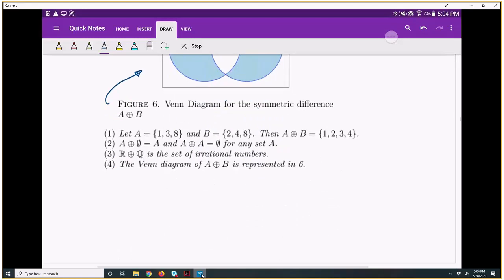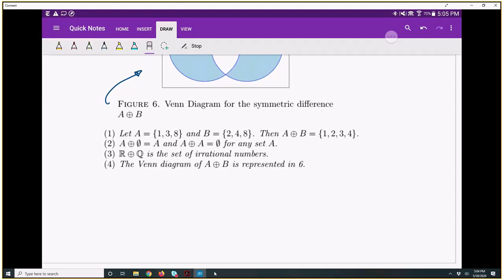So some examples of symmetric differences are here. A is 1, 3, and 8. B is 2, 4, and 8. We want all of the elements in A and all of the elements in B, but we're removing anything that's in the intersection. The intersection, it looks like, should just be the number 8. So then the symmetric difference is 1, 2, 3, and 4. We don't include 8. All right. A symmetric difference with the empty set is just A for any set A. And for any set A, symmetric difference with itself is empty.